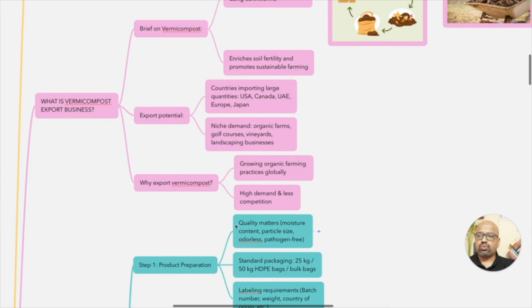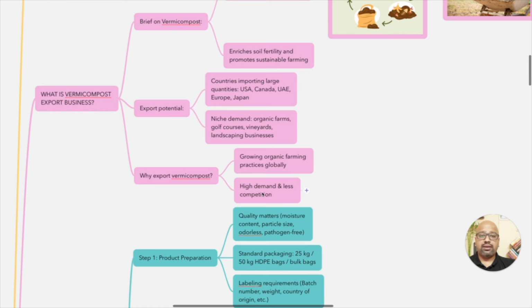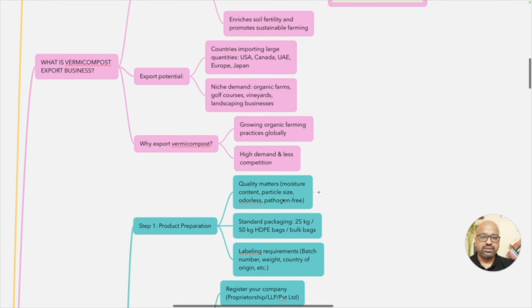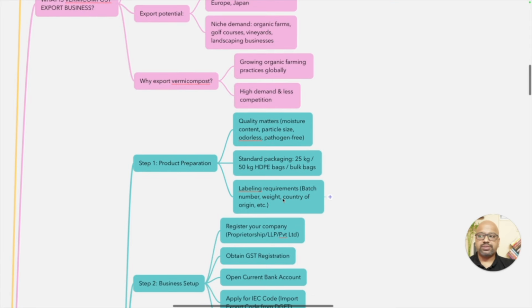Then comes why compost. It's a good product to deal with, and there is high demand and very little competition at the moment. I'm not sure how things will be going forward, but at the moment it's pretty good. Step one for preparation is product preparation, where you need to maintain the moisture.